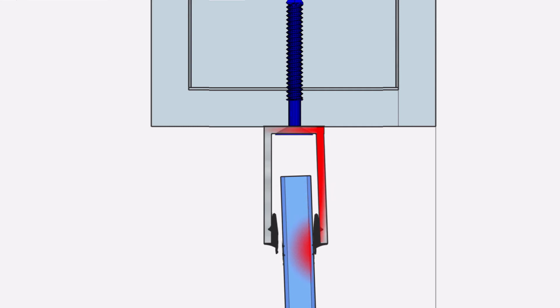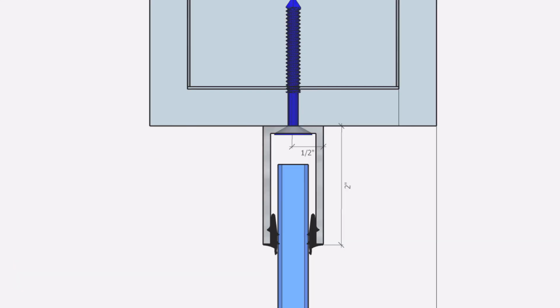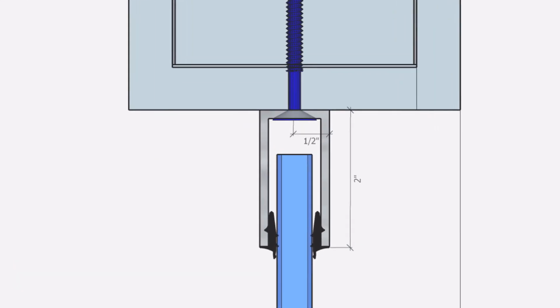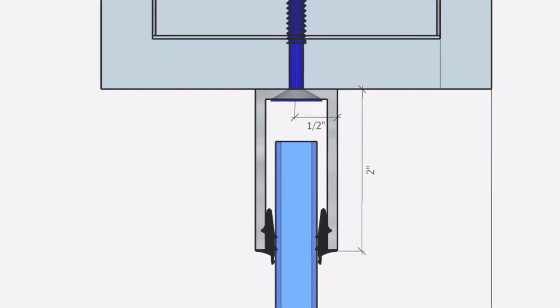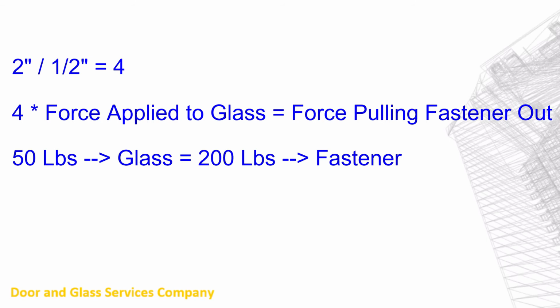The force of the glass pushing against the channel causes the channel to begin to bend, and this bending and force of the channel applies a pull-out force to the Tapcon. It's much like a hammer pulling on a nail. In order to understand that force a little better, we'll take a look at the geometry here. We have a 2-inch channel that's 1 inch wide. That means our channel has leverage over the screw. 2 inches divided by a 1/2 inch gives us a factor of 4.